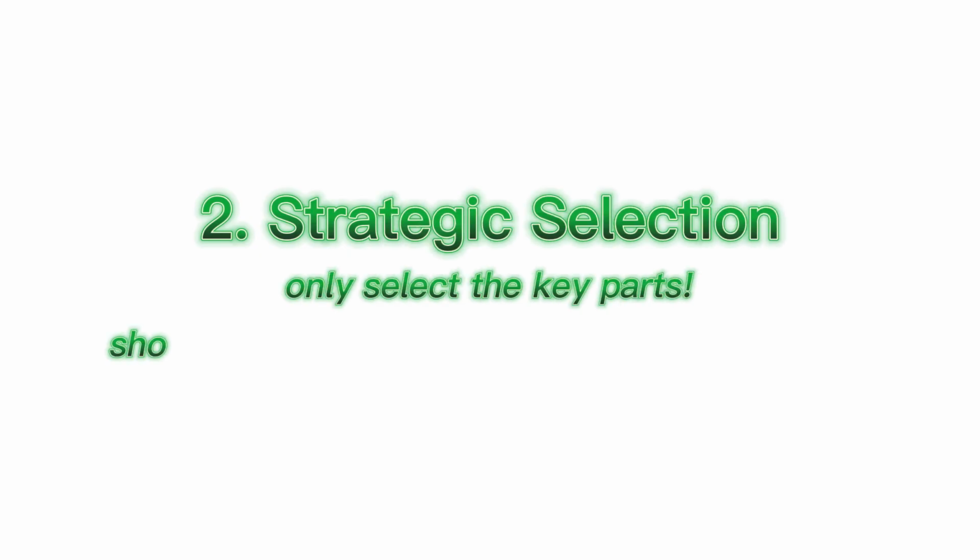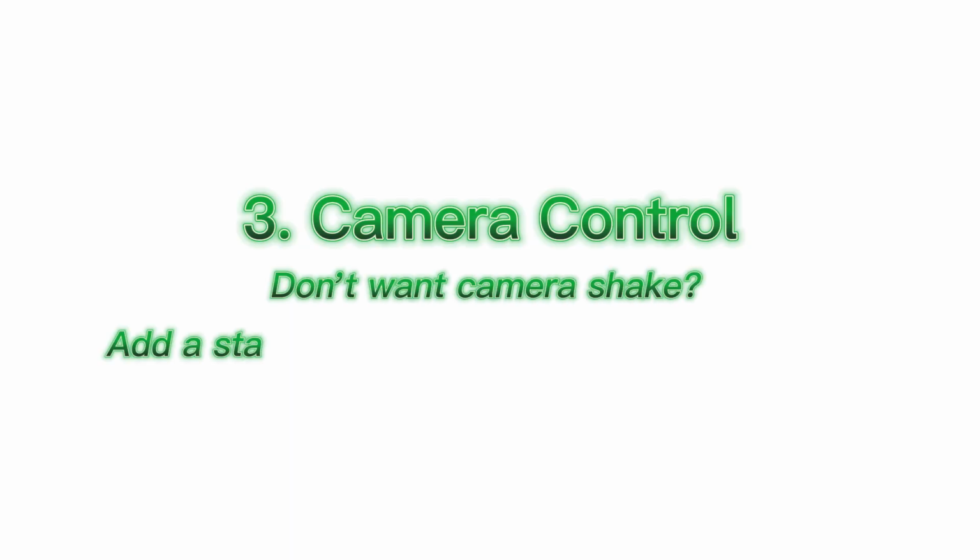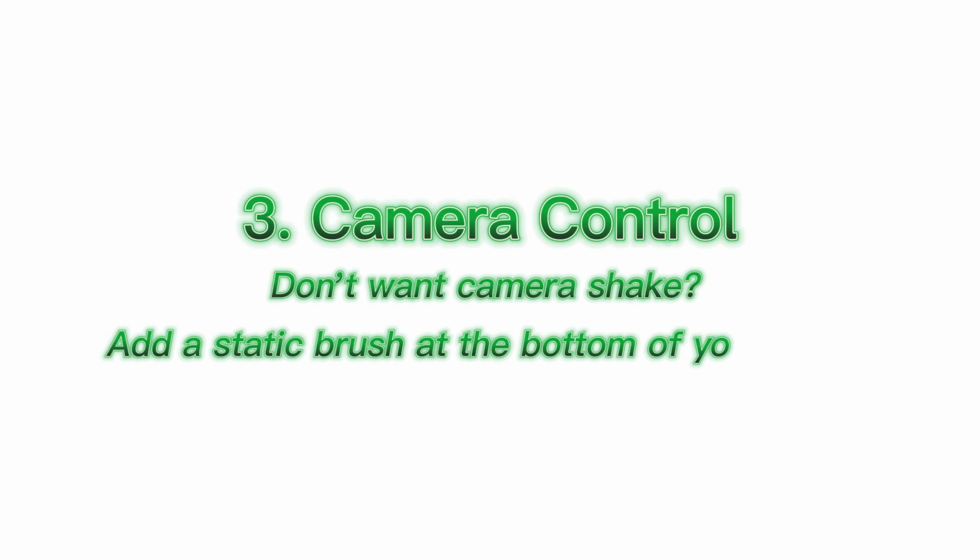Tip 2, strategic selection. Here's a ninja trick. Only select the key parts, for example selecting just an animal's head. Tip 3, camera control. Don't want camera shake? Add a static brush at the bottom of your image.